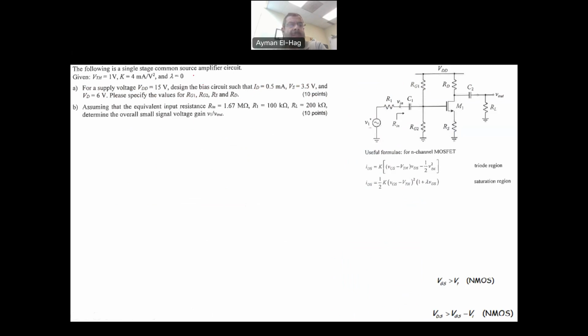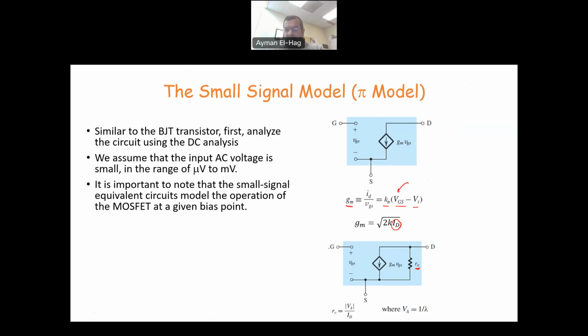Basically, in the following stage, common source amplifier circuit. So this is an amplifier circuit, and in this amplifier circuit we have certain quantities. The threshold voltage VT is 1 volt, K is 4 milliampere per volt squared, and lambda is equal to 0. If lambda is equal to 0, r0 will be infinity, an open circuit, so we will use this model.